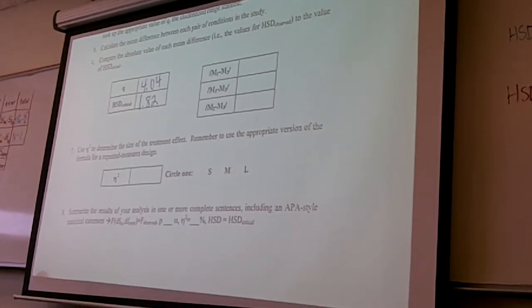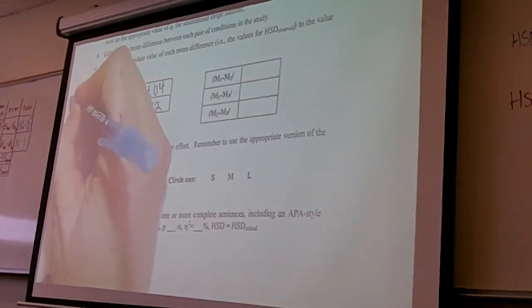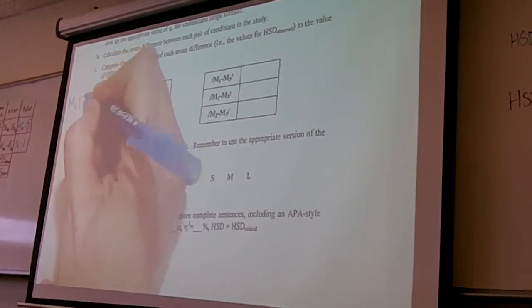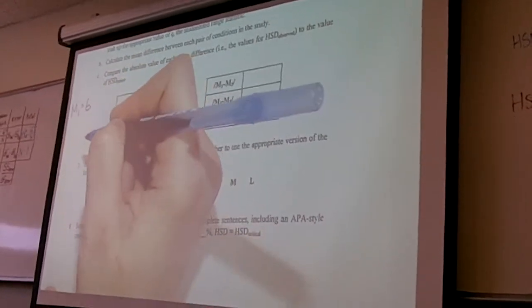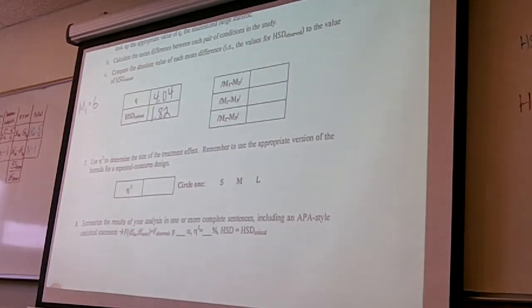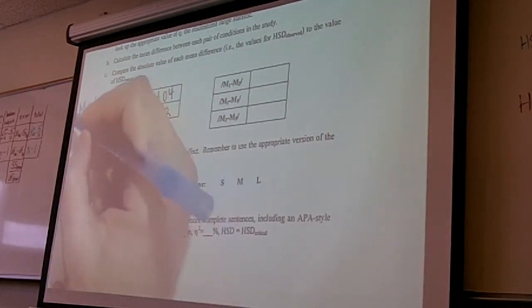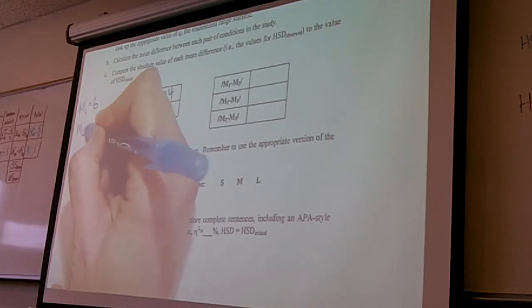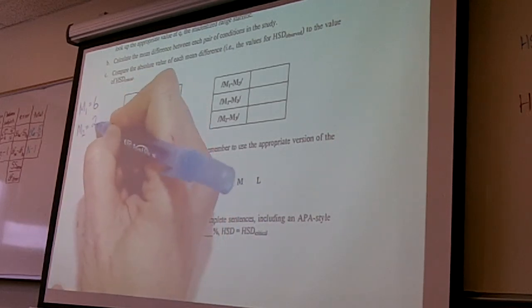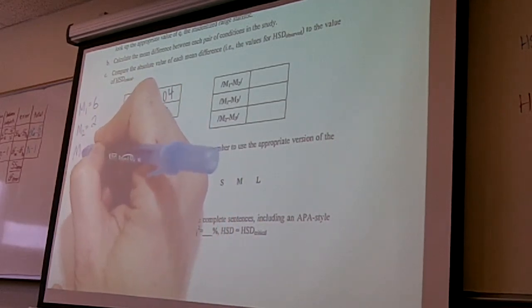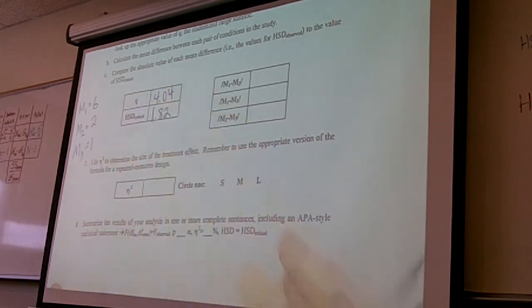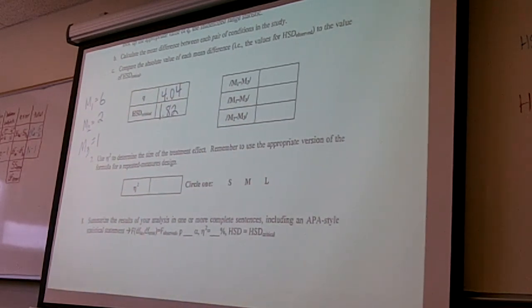What's the mean for group 1? 6. The average number of errors kids made in group 1 was 6? Is that correct? Yes. And what's the average number of errors they made in group 2? 2. What's the average number of errors they made in group 3? 1. Okay. So we've got those written down over there.